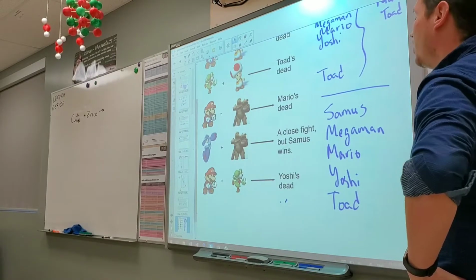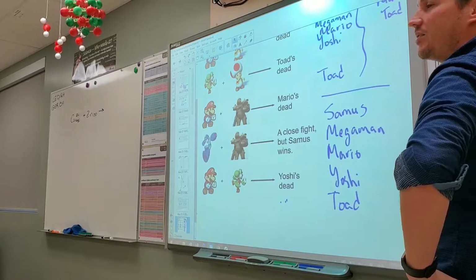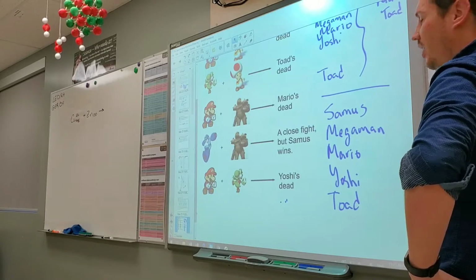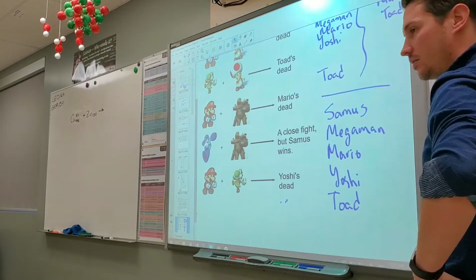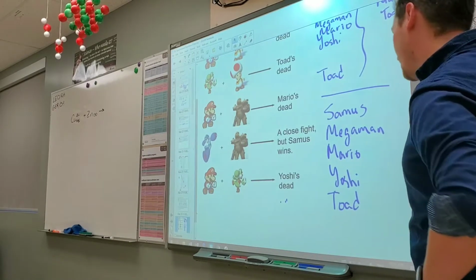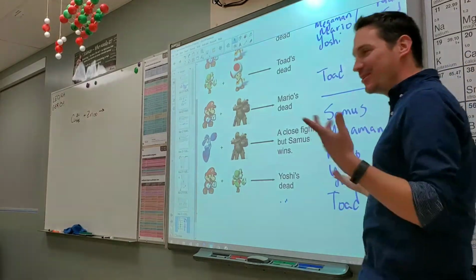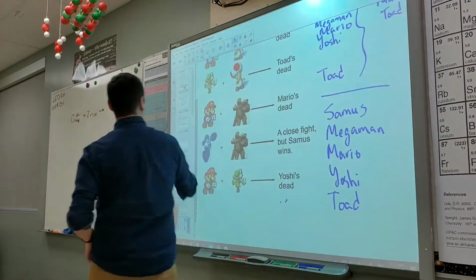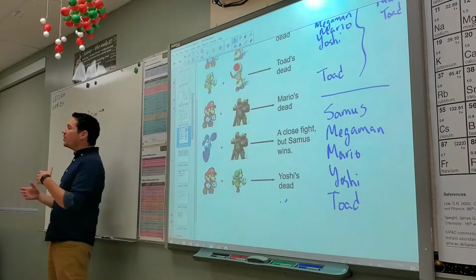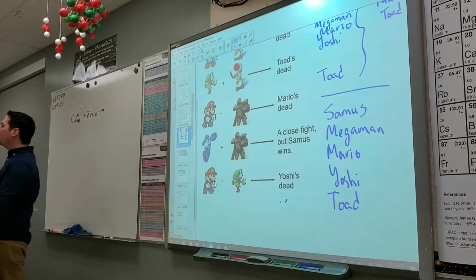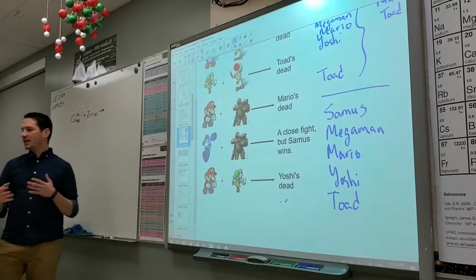What can we say about the interaction between Mega Man and Mario? A close fight. Mega Man would win against Mario. That's the idea behind this. Okay, so this is the way normal redox tables are made.